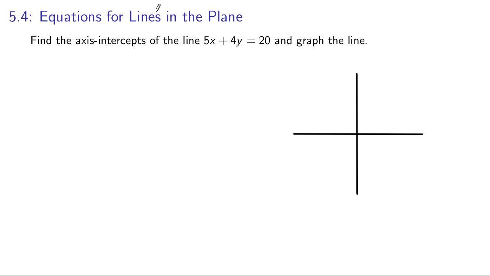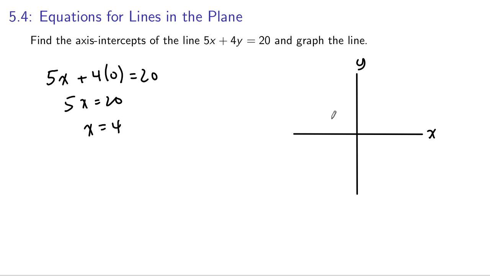Now we have to think about, here's x, here's y. So when y has a value of 0, that is when we'll touch the x-axis. So if we solve this equation, 5x plus 4y, where y is 0, equals 20, this part goes away. We just need to know what x is here. 5x is 20, x is 4. Okay, so the x-intercept will be at 4.